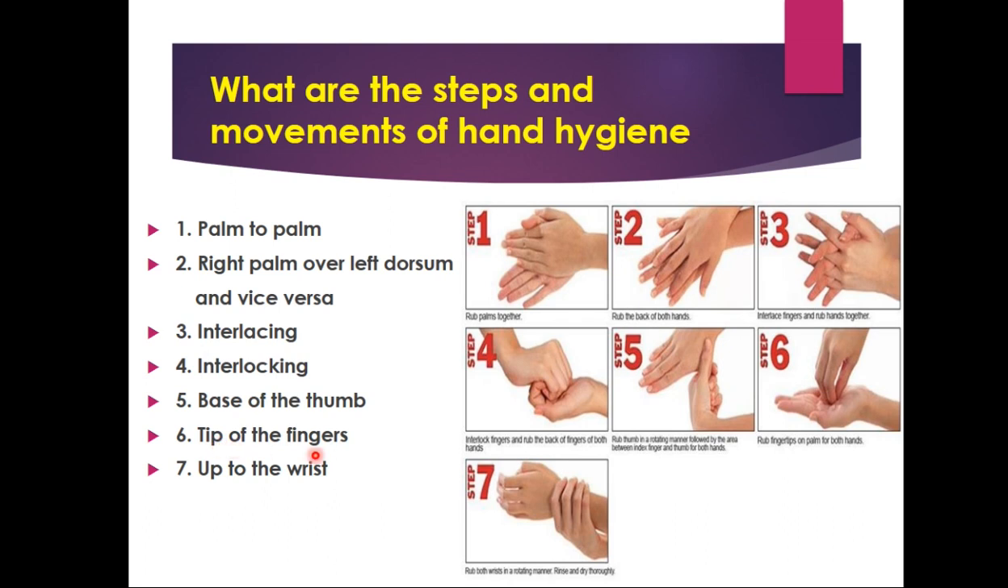Then tip of the fingers. Here you can see again there is a rotational movement of your fingertips. That means you have to rub the fingertips on the palm for both hands. Clear? Then last step is up to the wrist. You have to rub both wrists in a rotating manner, and last is rinse and dry thoroughly. So these are the 7 steps of hand washing. Clear?